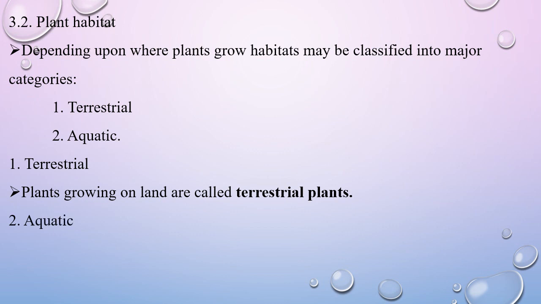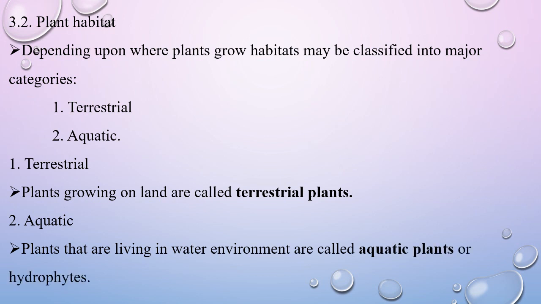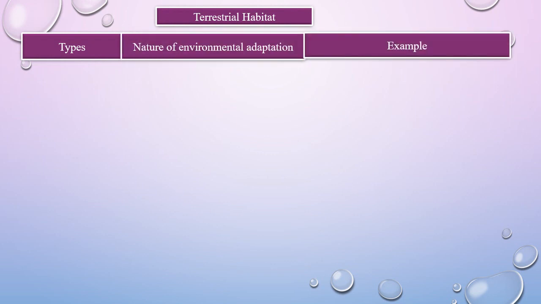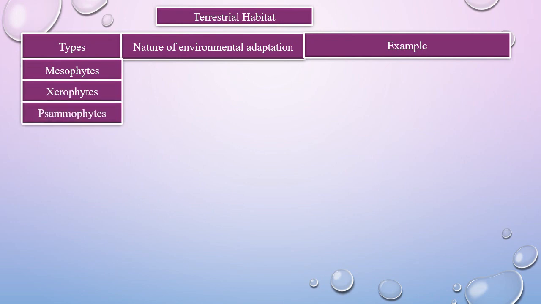When we talk about aquatic plants, the plants which are living in water are said to be aquatic plants, or they are also called hydrophytes. The terrestrial habitat has been classified into four types. They are mesophytes, xerophytes, psammophytes and lithophytes.